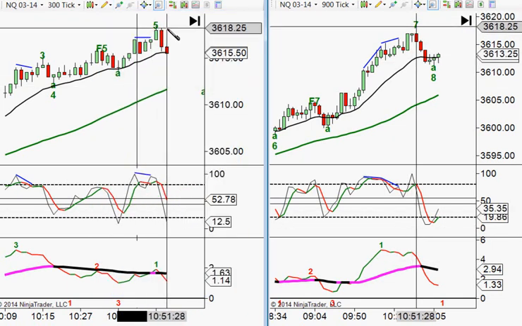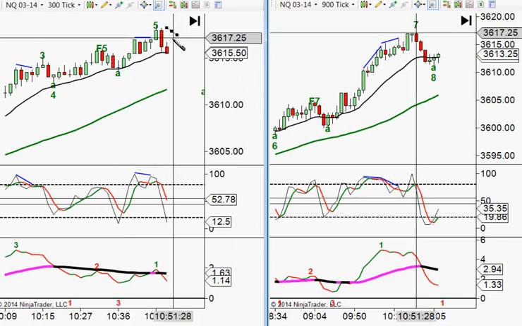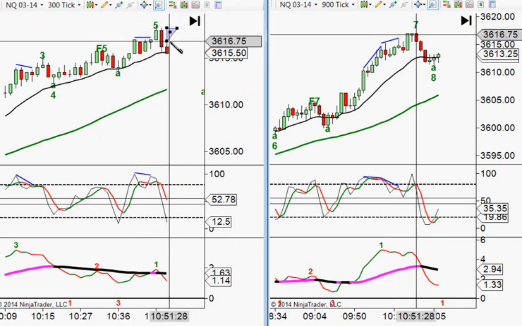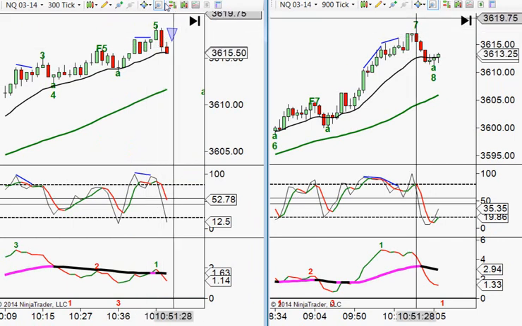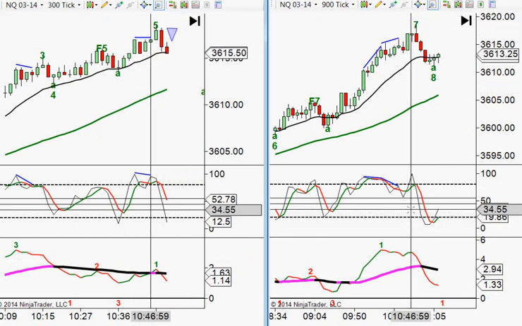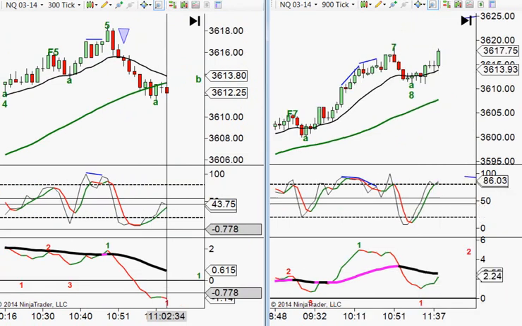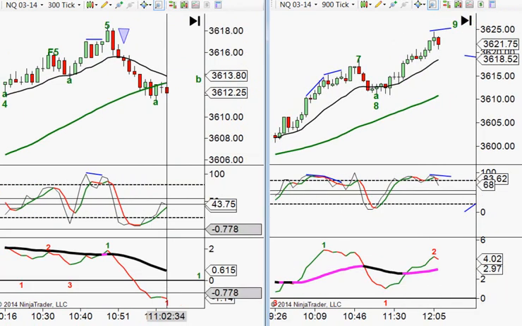So again, I'm just going to kind of put it off to the side here. Get our arrow, okay. Again, it's not right on the bar. I'm just putting the mark on there. All right, now I don't even know if this trade worked out. No, it did not.